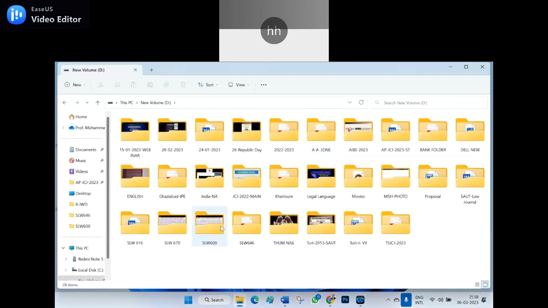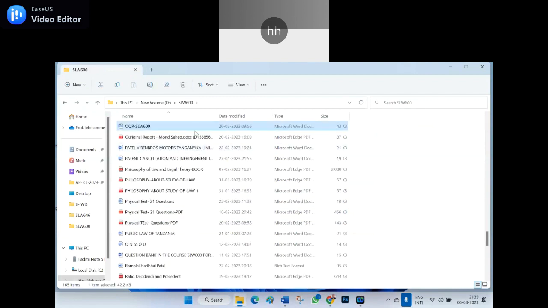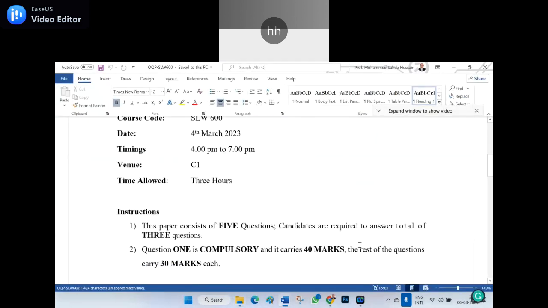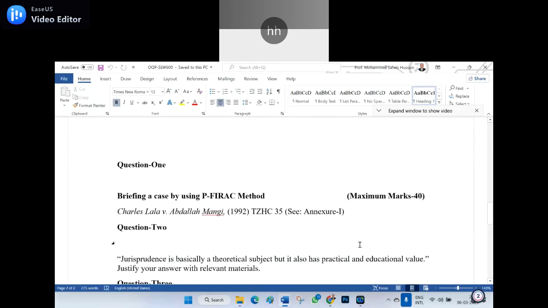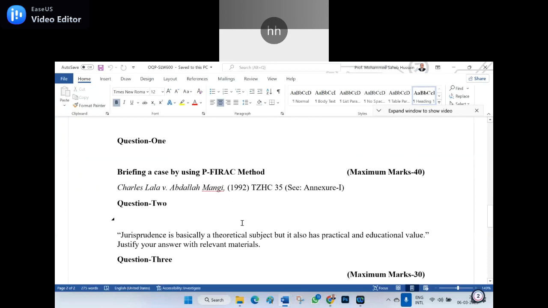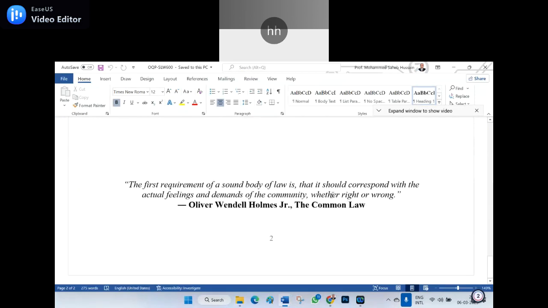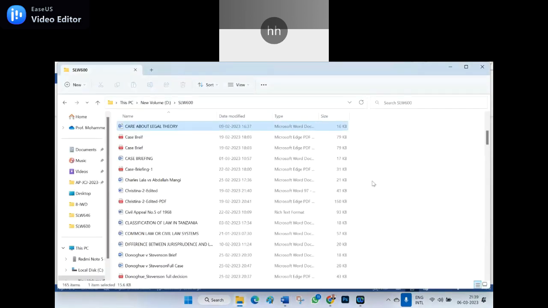And this is the question paper. The case law which I have given them is, see, these are the instructions, common to each and everybody. Next, it is a case briefing, using the PIFIRAC method, Charles Lala versus Abdullah Mangi. That is the case law which I asked, and see Annexure 1. If you see Annexure 1, it gives Charles's case law. Yes, this is the case law which I have given.